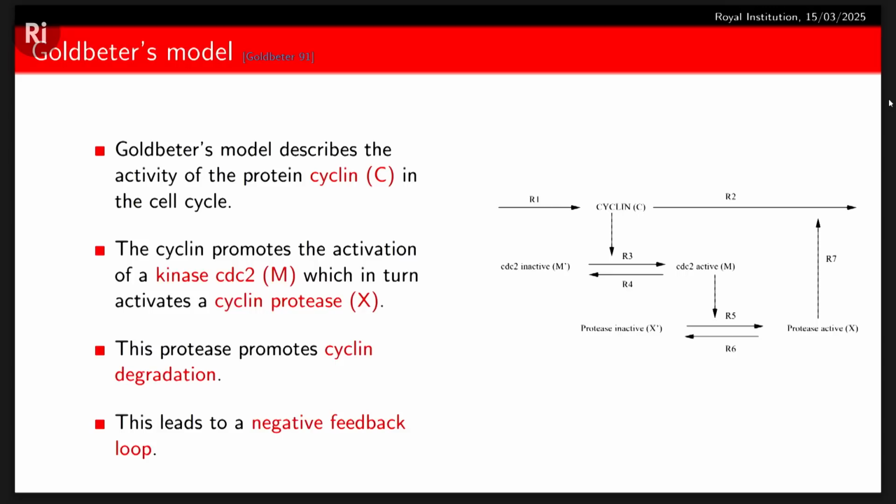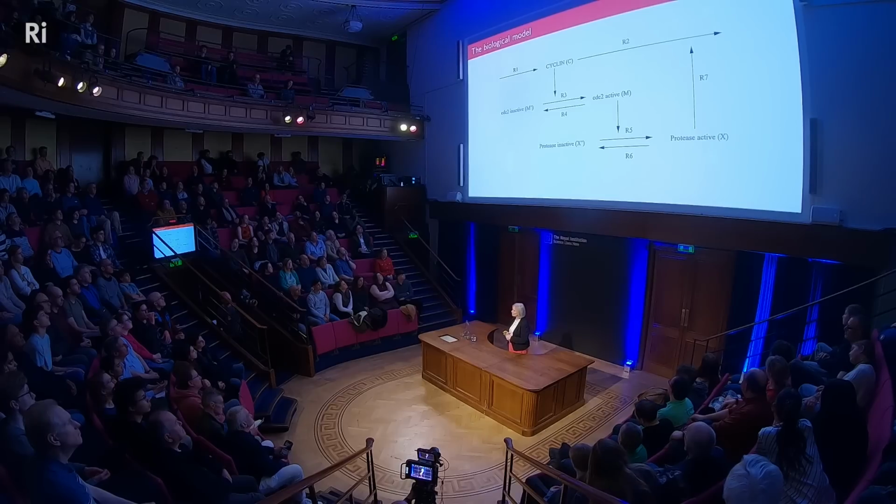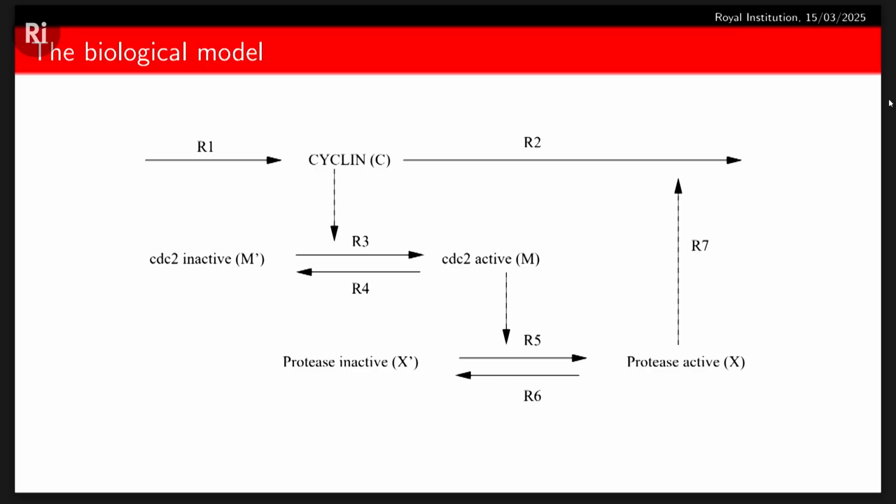And this is a negative feedback loop. So your cell generates cyclin. You have the kinase in an active and an inactive form, but when we have some cyclin, it promotes the active form. We have the protease in active and inactive form. When we have the kinase, it makes more active protease, and then the protease actually speeds up the degradation. So it's switching the whole thing off. So that's this. And you can see we have these different reactions, R1 to R7, within the system.